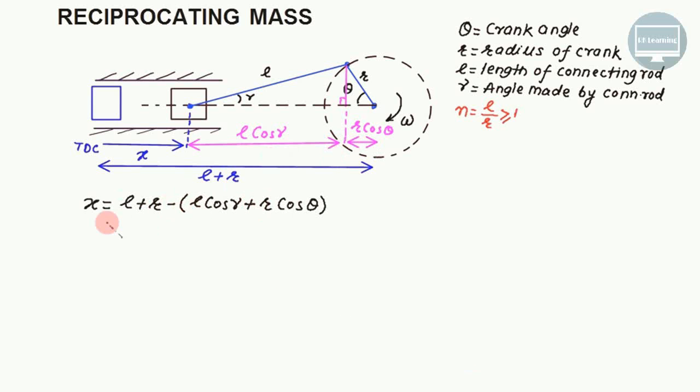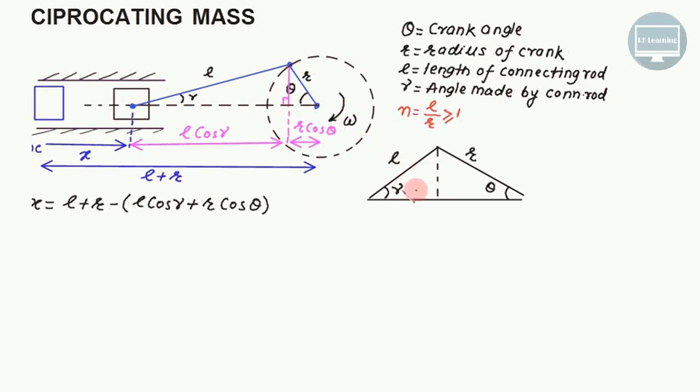In this equation, the value of x depends on gamma and also on theta, so right now x is a function of gamma and theta. To make the differentiation simple, we will try to make the derivative of x with respect to one variable only. So we want to establish a relation between theta and gamma.